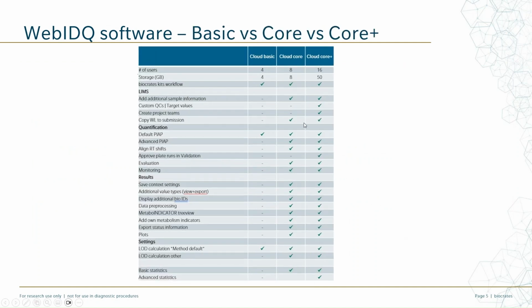So here we can see the difference between basic, core, and core plus. For core plus, 50 gigabytes of storage space is available, and the number of users who can be assigned to use the WebIDQ software is 16. And here is the list of all the features included in the core plus. So let's quickly summarize each plan. The basic is for individuals, the core is for growing teams, and core plus is for larger and big projects. And if you're still not sure which plan is right for you, then feel free to reach out to our support team. We are here to assist you every step of the way.